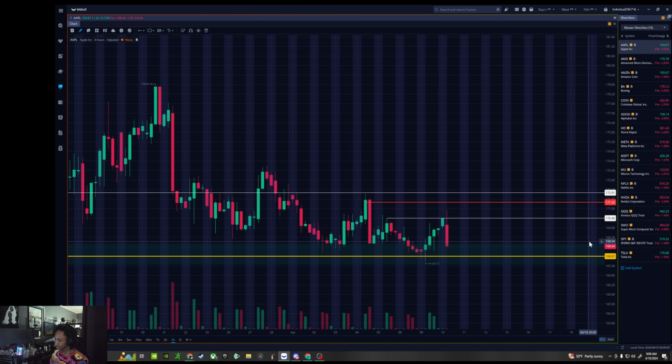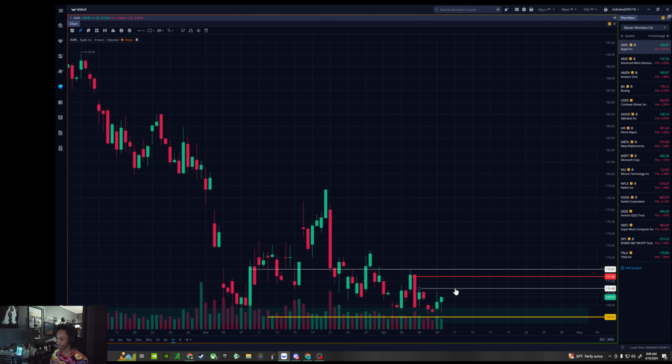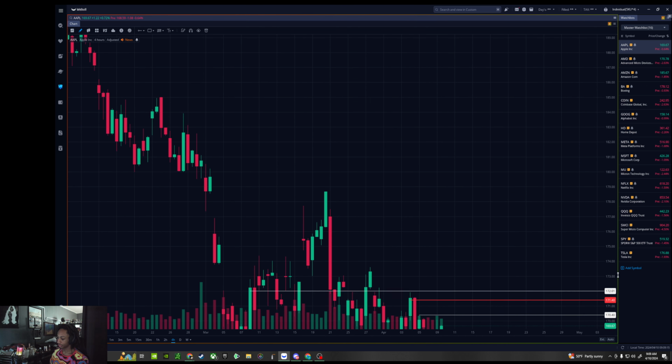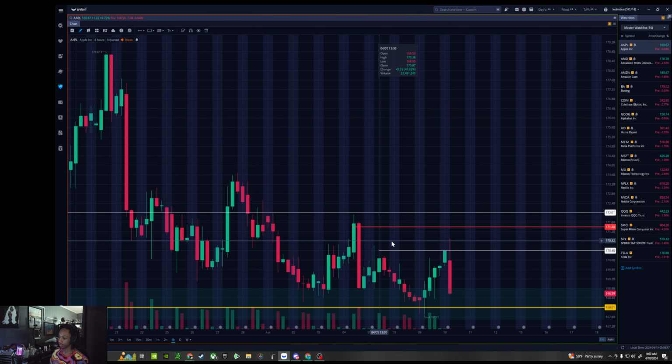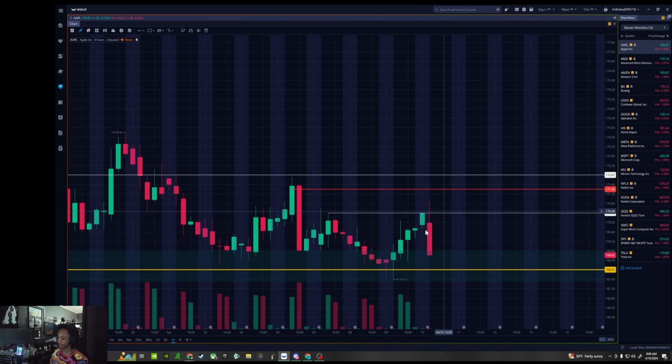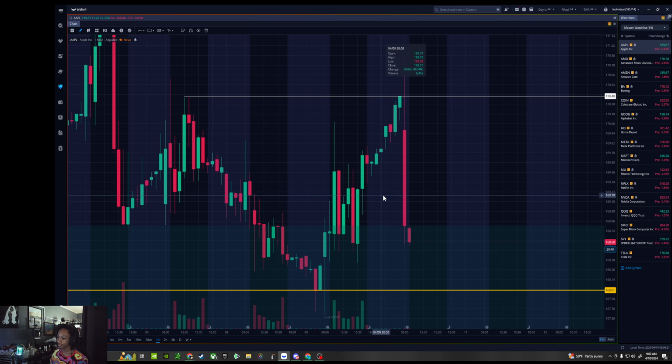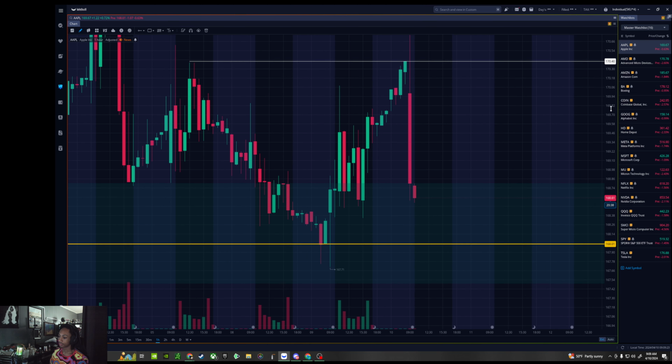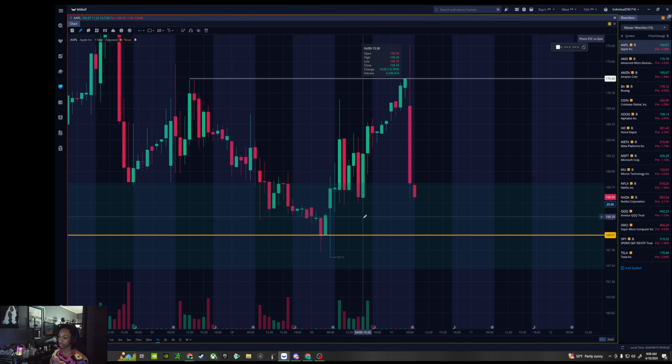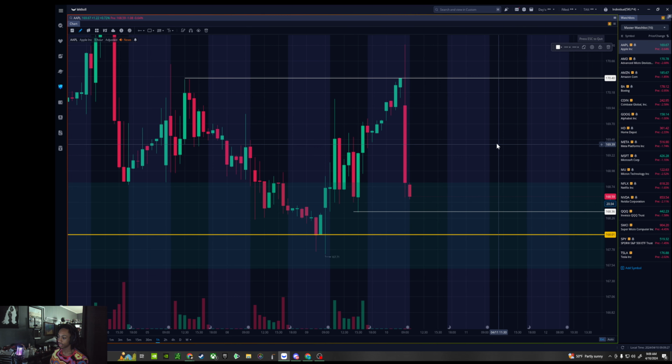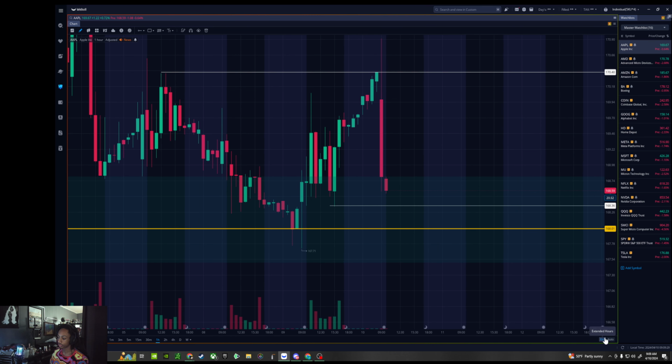So I noted a resistance earlier in the week at 170.4, and look at where we rejected this morning, 170.4, right? And yesterday's low down here was around 168.36. So I'm going to mark that too.